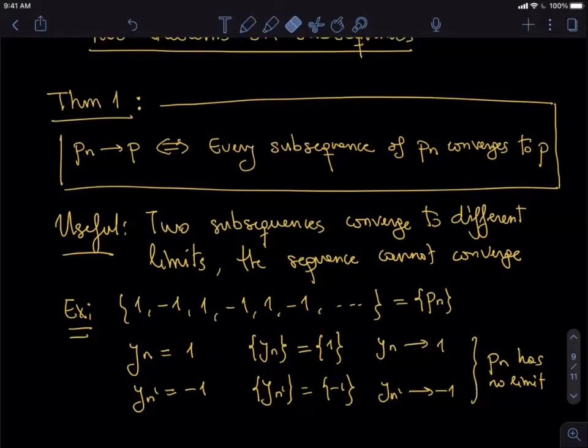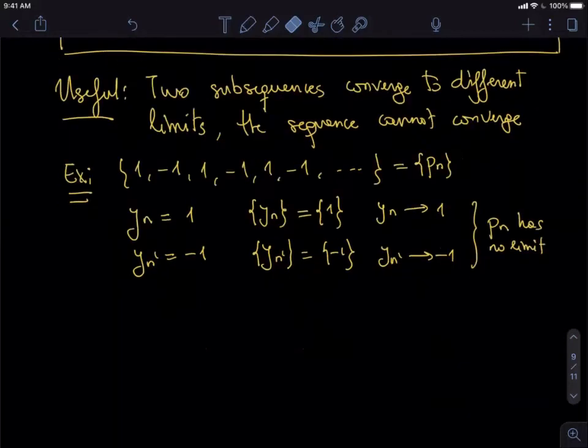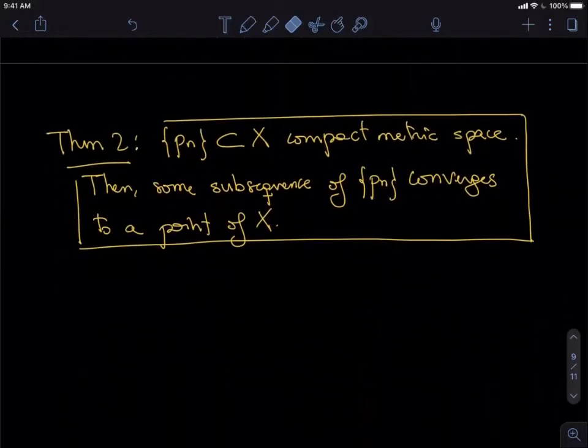Okay. For the second theorem, we have a sequence in a compact metric space. And then the theorem says that there is some subsequence that converges to a point of x. Whenever we have a compact metric space, there is some subsequence that converges to a point of x.